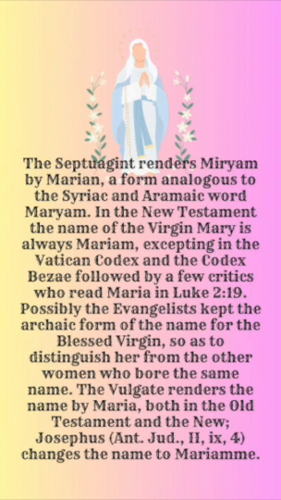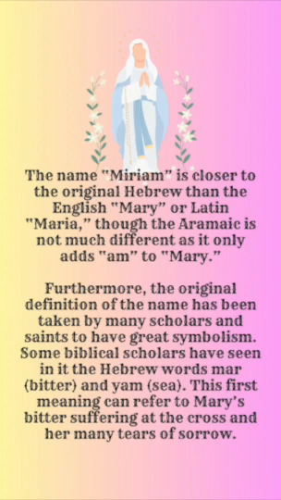Josephus, in Antiquities, changes the name to Mariame. The name Miriam is closer to the original Hebrew than the English Mary or Latin Maria, though the Aramaic is not much different as it only adds am to Mary. Furthermore, the original definition of the name has been taken by many scholars and saints to have great symbolism.